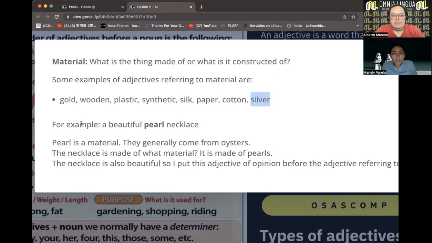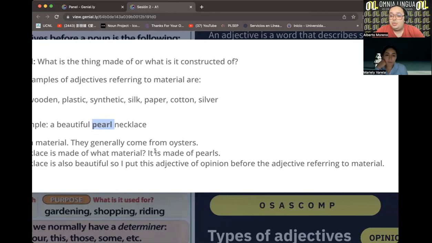There are more. Hay más. For example, we have in here a beautiful pearl necklace. We have an opinion adjective, and then we have the material adjective, which is pearl. Pearl in Spanish is perla. Necklace, collar. Pearl is a material. They generally come from oysters, almejas. The necklace is made of what material? Well, it is made of pearls. And the necklace is also beautiful. So I put this adjective of opinion before the adjective referring to the material.